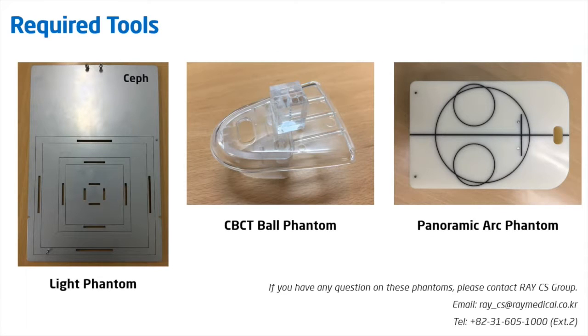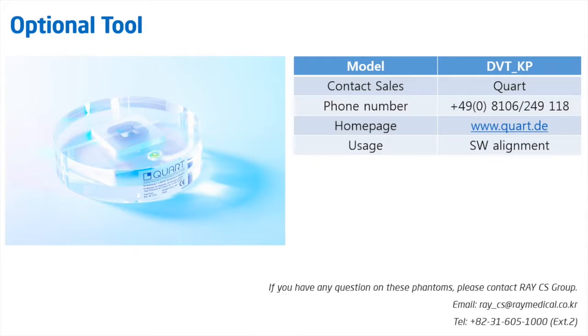You might bring the phantoms with you all the time to troubleshoot any cases of support. Light phantom is the reference to check the actual radiation areas, and the guide LED lights. Ball phantom will be used to align the physical location of a detector. Pano arc phantom is the most commonly used tool. This video will cover more details later on. Finally, the optional phantom is DVT for software alignments.